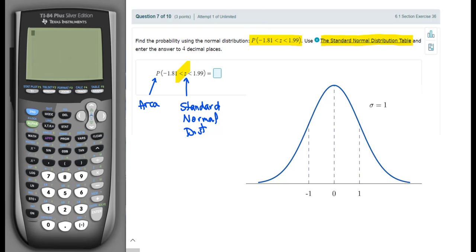Now, what the question is telling you is that z is between minus 1.81, which means, right, this is my normal distribution, so this is minus 1.81 over here. The 0 is always in the middle, and the 1.99 should be somewhere here. All right, and your z is somewhere in between. So this is the z value.